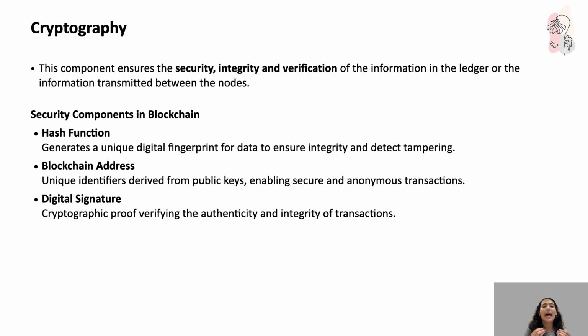The first one is hash function. Now, what is the hash function? It is like a digital fingerprint for data. Every piece of information, once it's passed through a hash function, gets a unique output. So now you see this was a data, and whenever it passes through a hash function, it gives it a unique output.